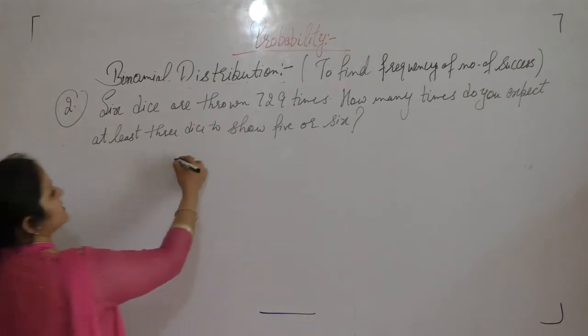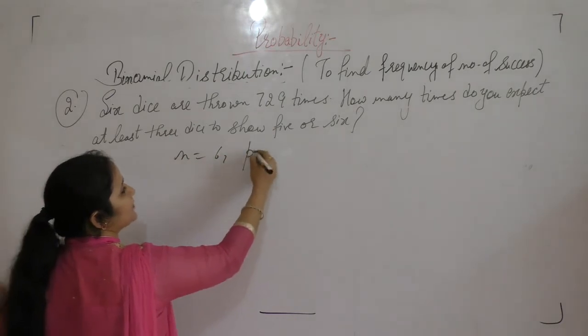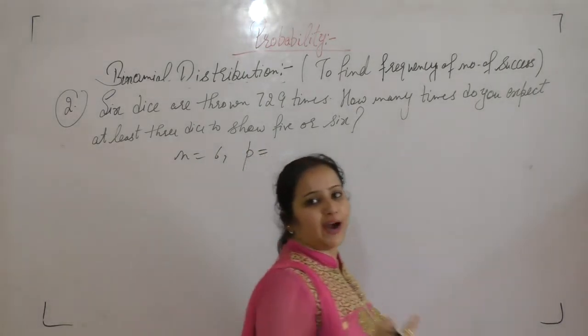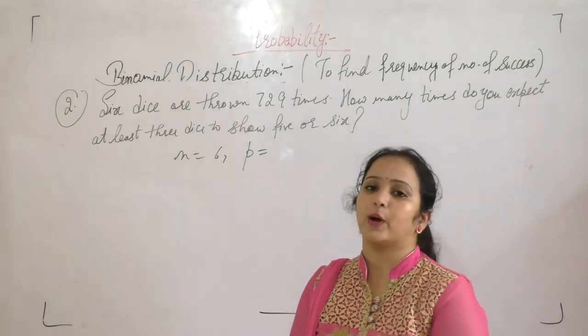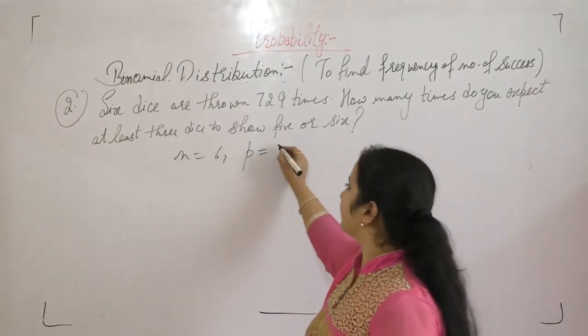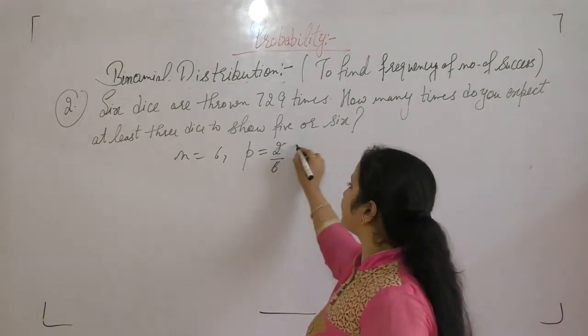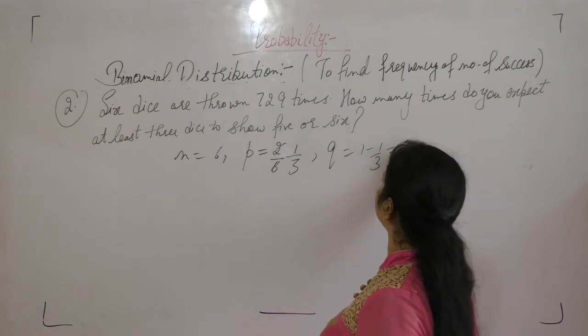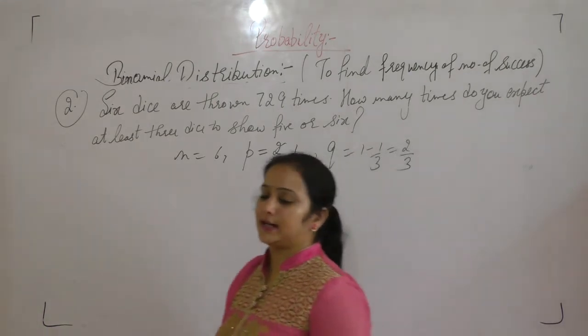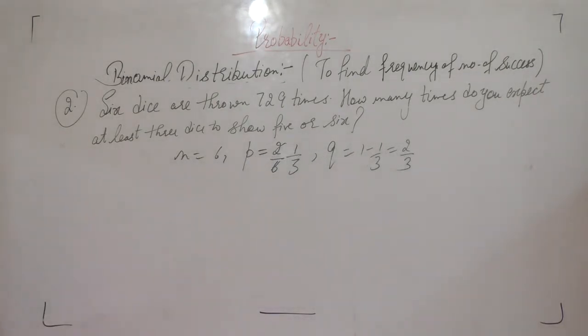n is 6. p is the probability of getting 5 or 6. Probability of getting 5 is 1/6. Probability of getting 6 is 1/6. So 1/6 plus 1/6, that is 2/6. Q is 1 minus 1/3, that is 2/3.